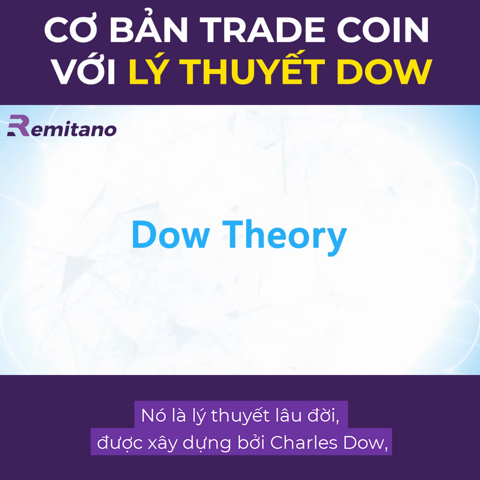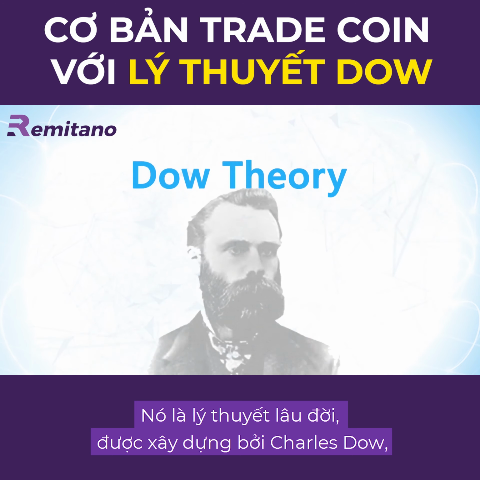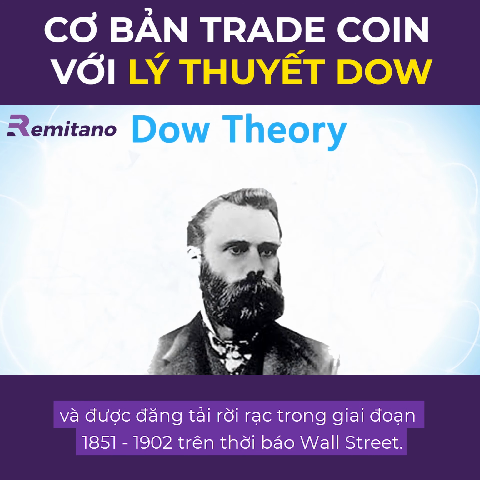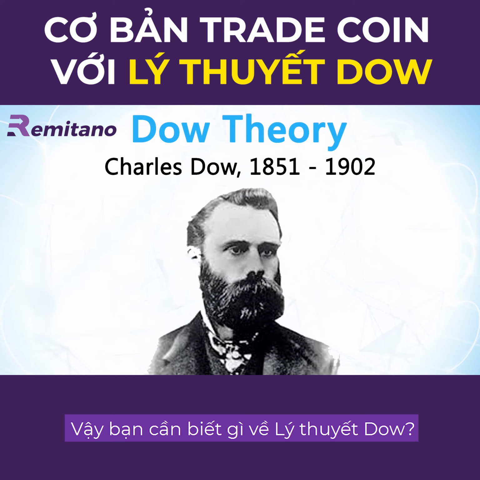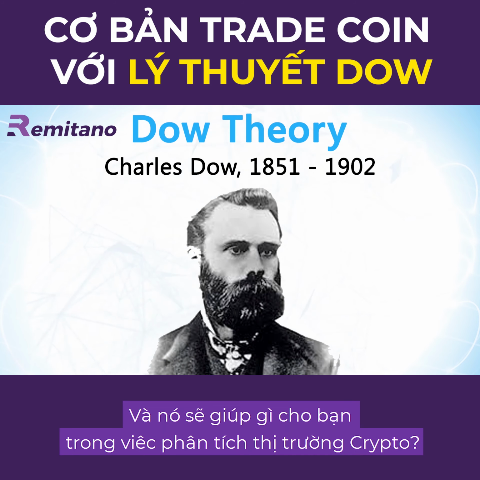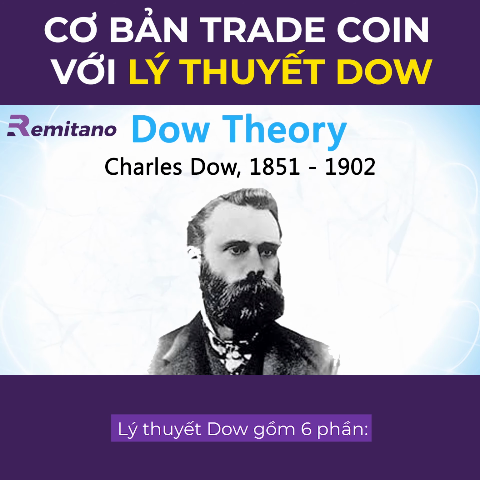It's a long-standing form of technical analysis written by Charles Dow. It was slowly released through the late 1800s in the Wall Street Journal. So what do you need to know about Dow theory? And how do its tenets apply to crypto? There are 6 parts to this theory.